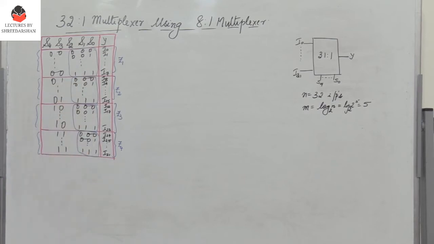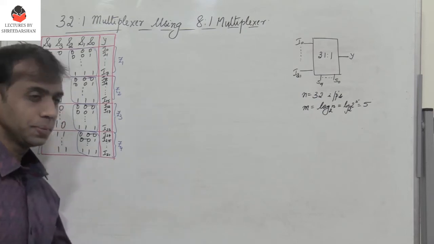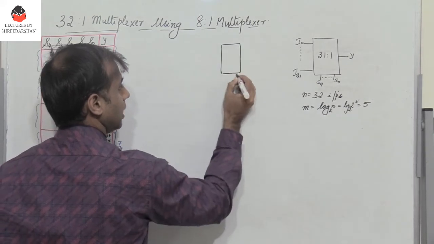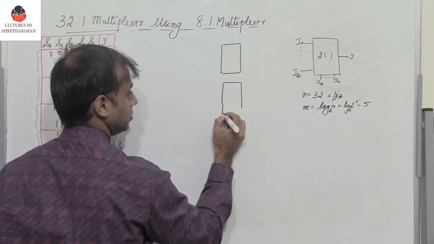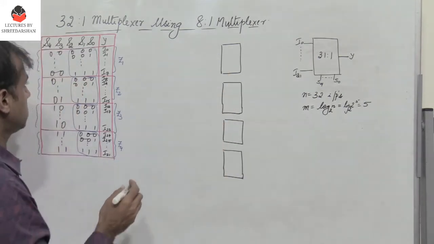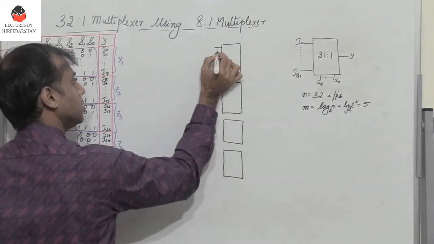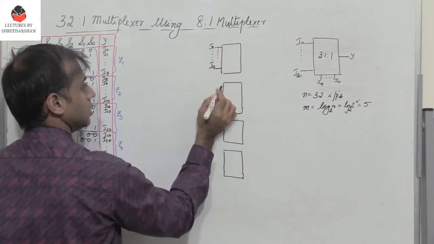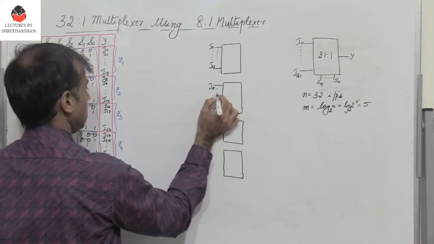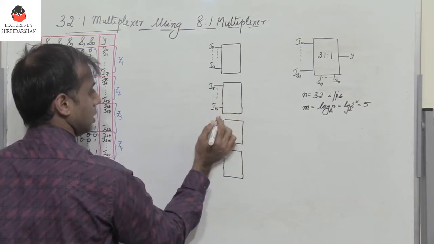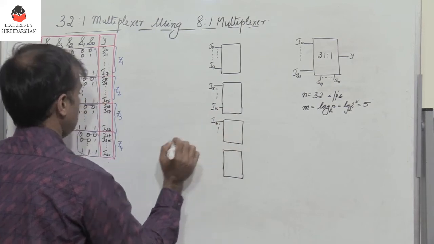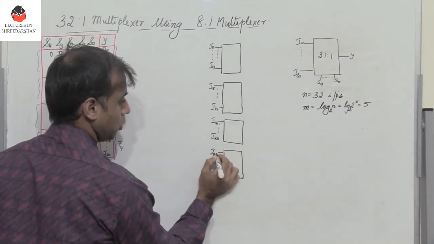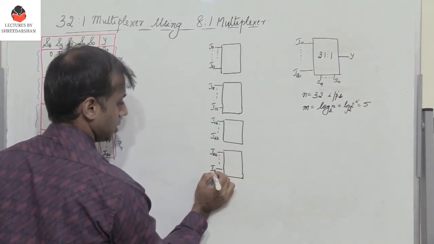So now let us draw the 8:1 multiplexers. We need 4 of them, which is very evident. So I have 4 8:1 multiplexers. For the first one, the inputs vary from I0 to I7. The next would be I8 to I15, and the next would be I16 to I23. And then you have I24 to I31.